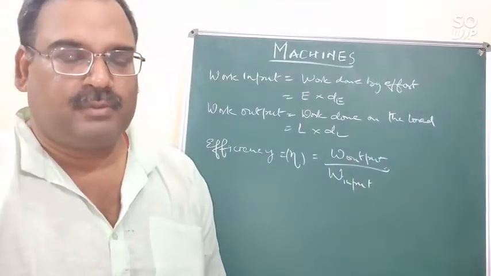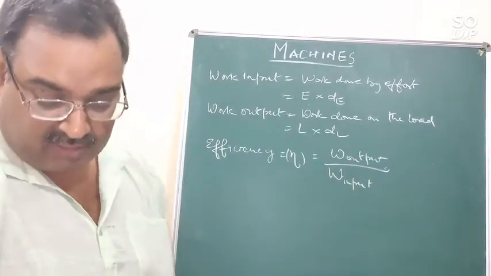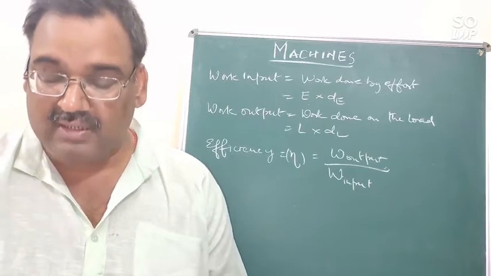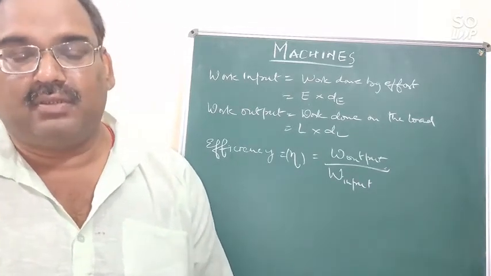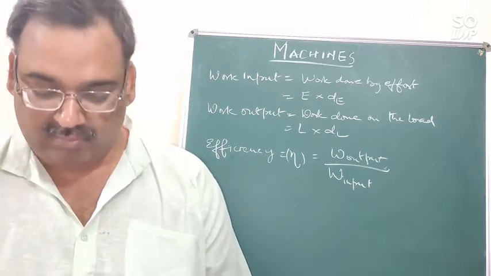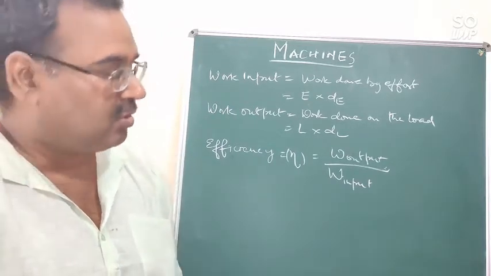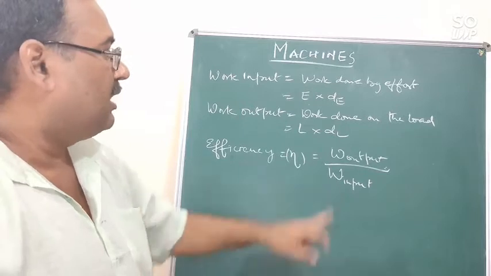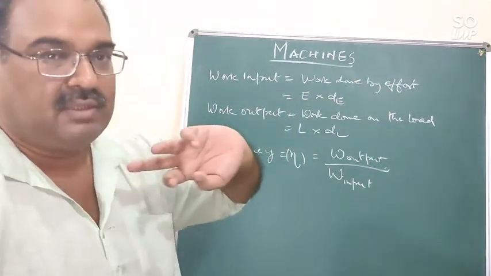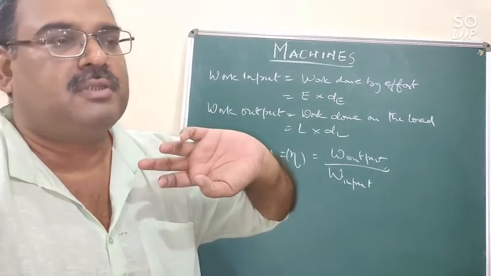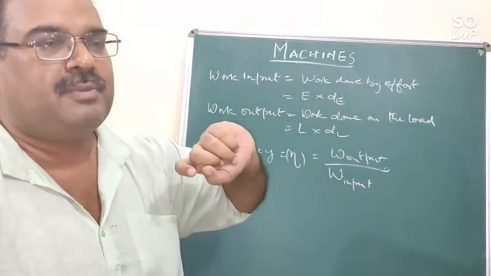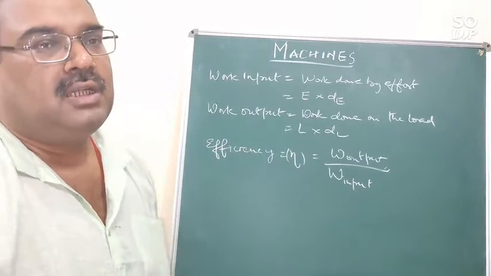The next term is work input. Work input is the work done on the machine by the effort. Work done by effort on the machine. So, the work done formula is force into displacement. So, effort into displacement of effort gives you the work input.